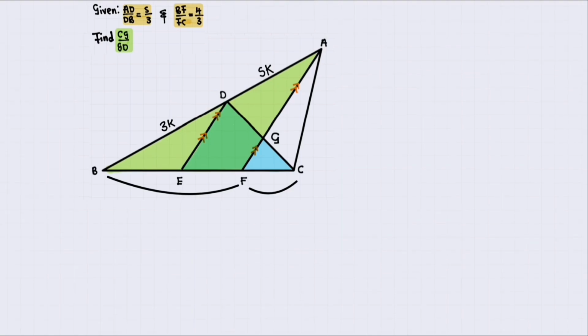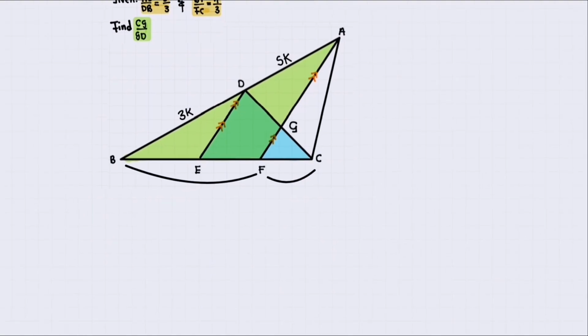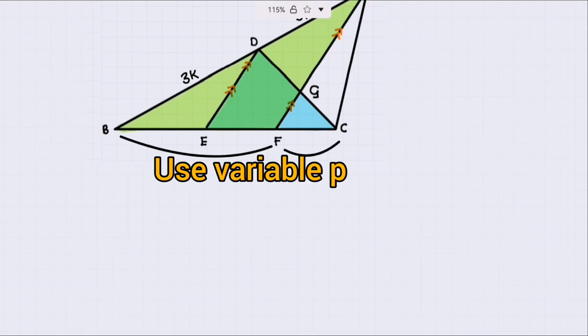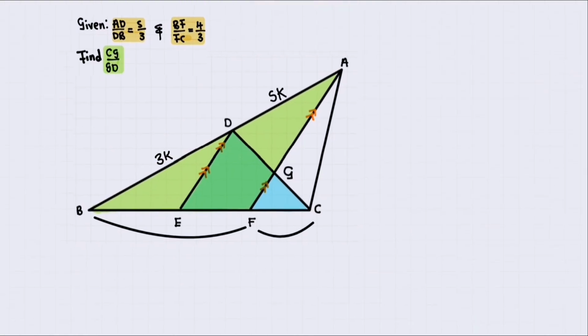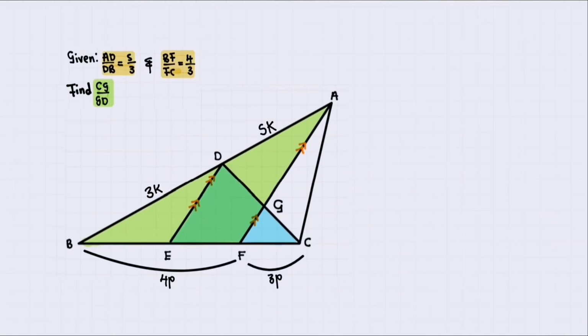Now, of course, I'm also given the ratio of BF over FC. Now I'm going to use a different variable. I can't use the variable K, right? So they said that's 4:3. So this is going to be 4P, so I'm going to use a variable P, and this is 3P, right? So now they're asking me to find the ratio of CG to GD. So CG is to GD.